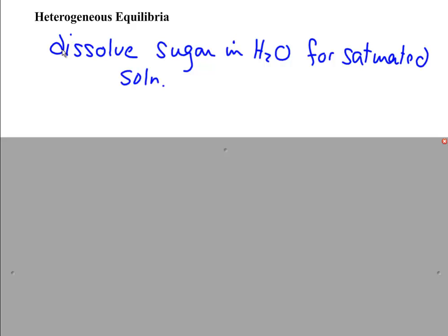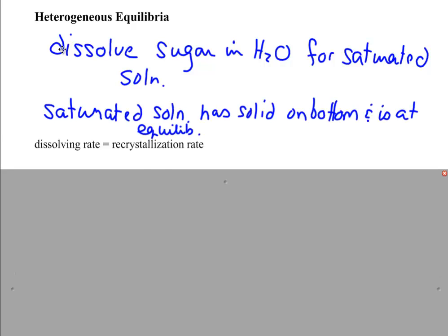So we're going to take a look at a reaction where we're dissolving sugar in water to make a saturated solution. When we have a saturated solution, there should be solid on the bottom, and as much sugar as possible should be dissolved in the water, and then we have an equilibrium. So when this is the case, then my dissolving rate of the sugar solid is going to equal the rate at which the solution sugar molecules are recrystallizing.